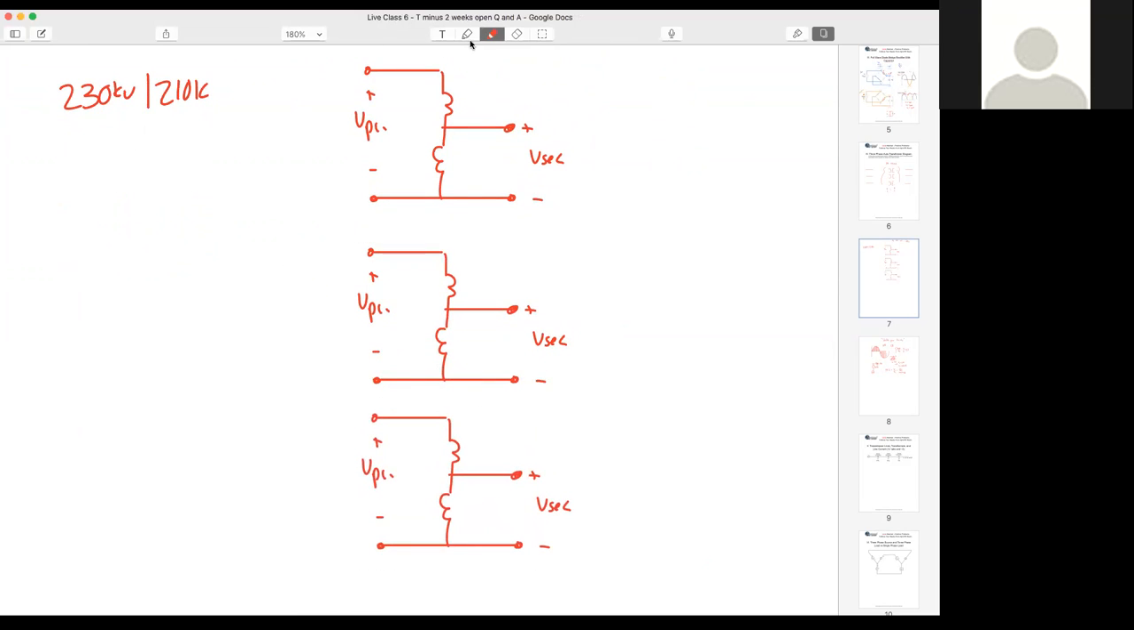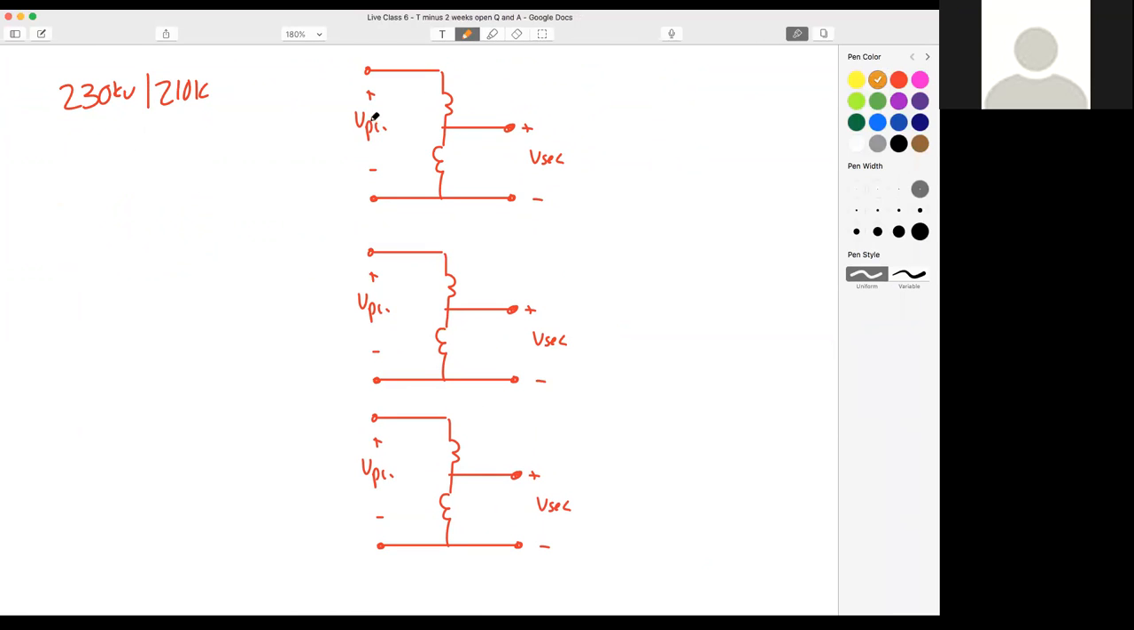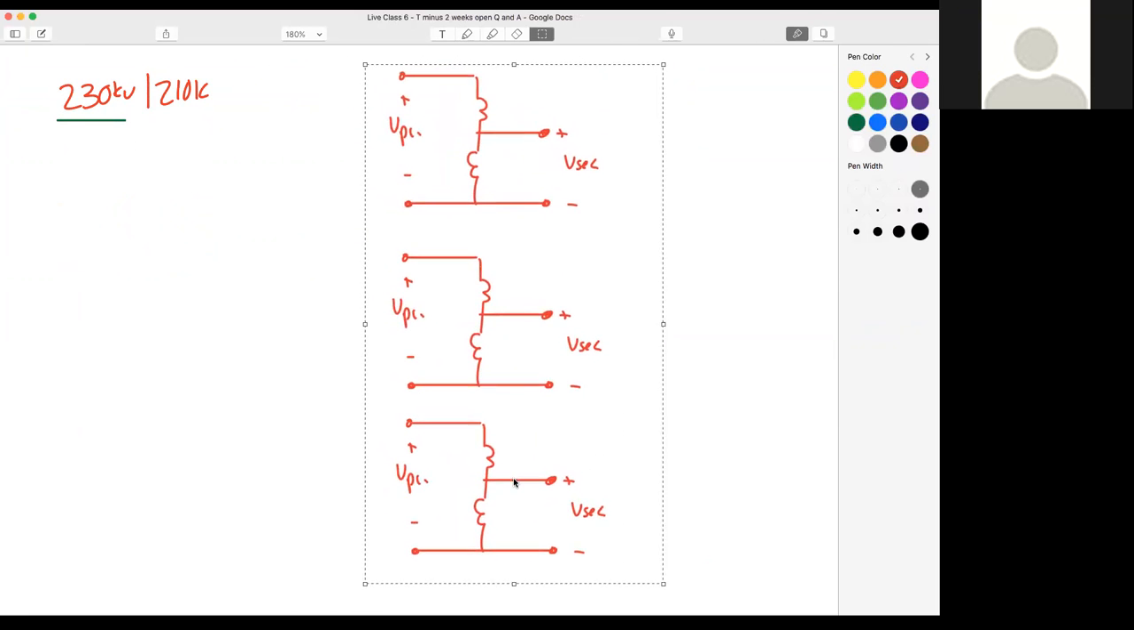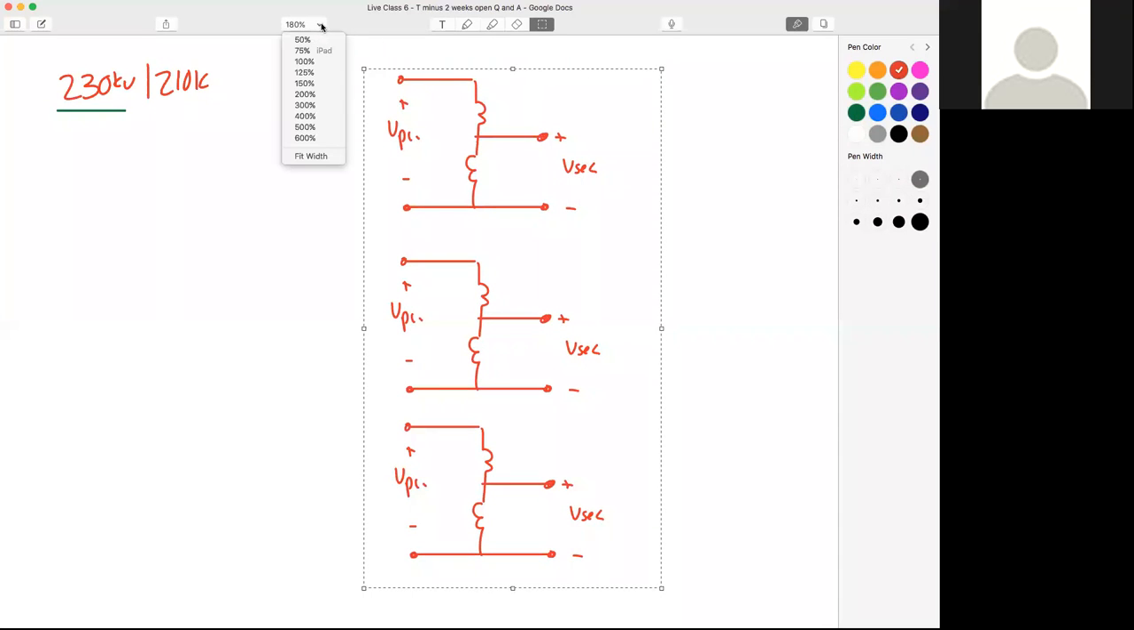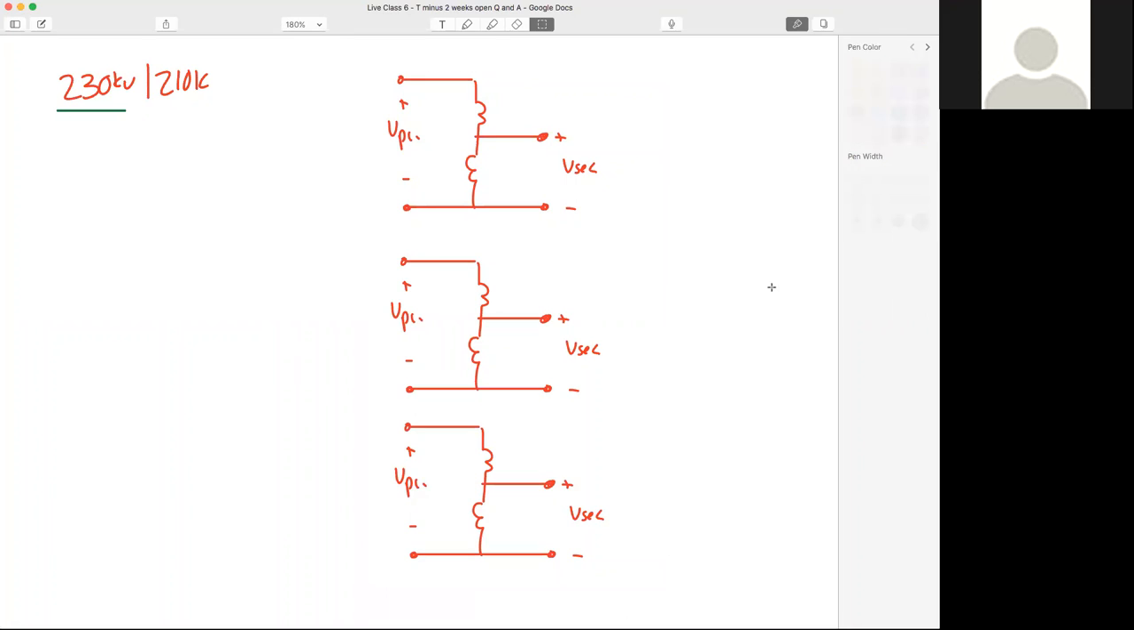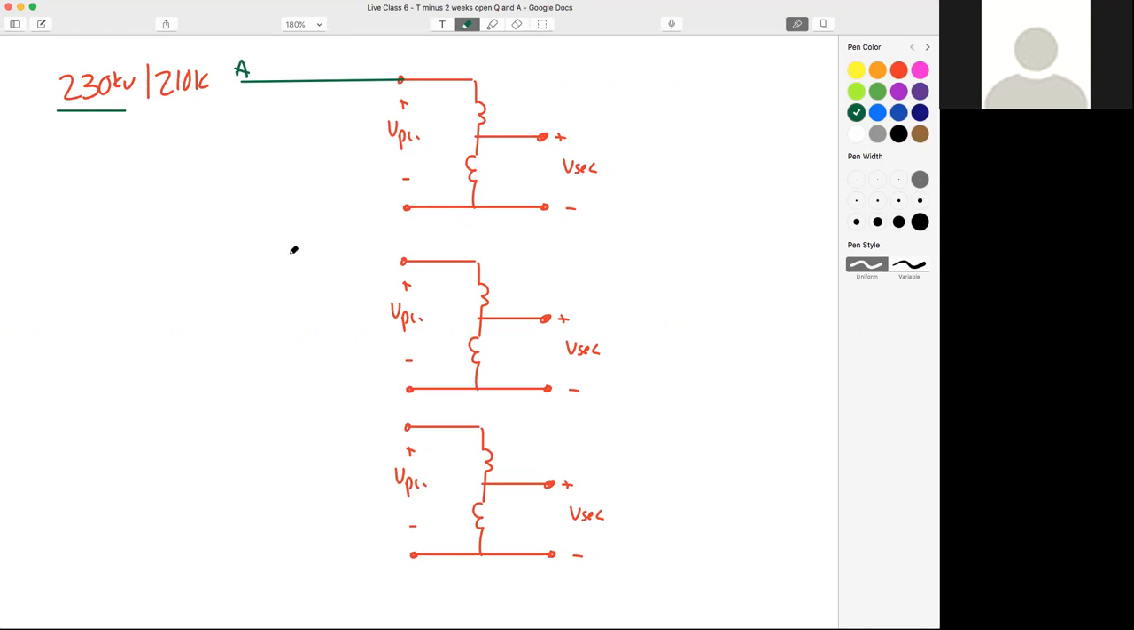Now, I'm going to pick a different color for our 230 kV side. Let's pick green. And let's move this over to the right just a bit. There we go. Can everyone still see that okay? Do I need to zoom out a little bit? I can if I need to. So let's draw our 3 phase lines. Here's A. Here's B.